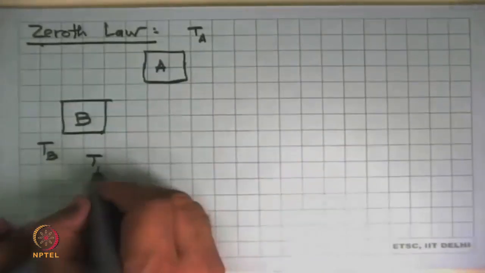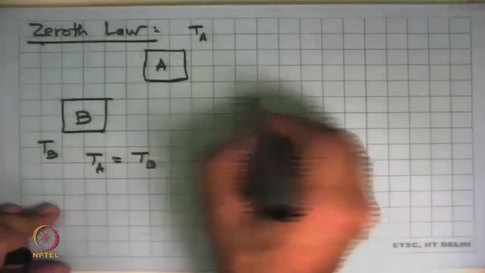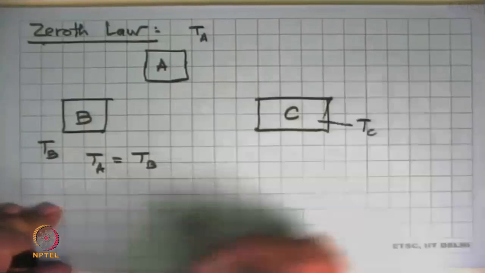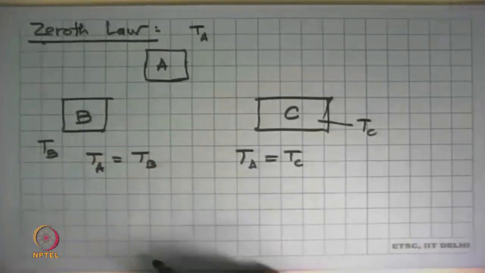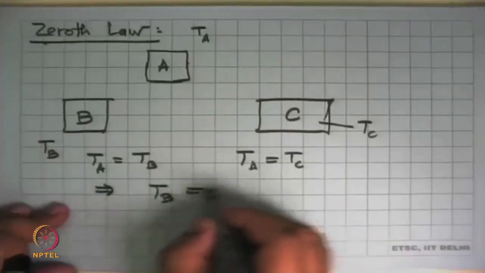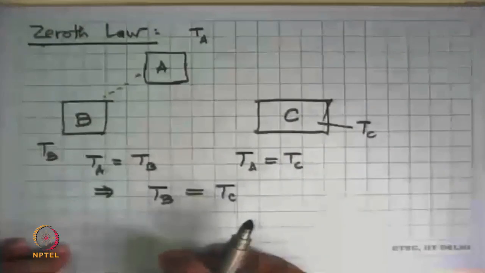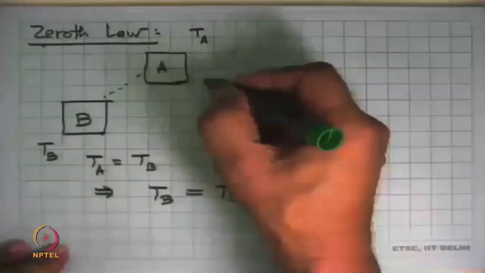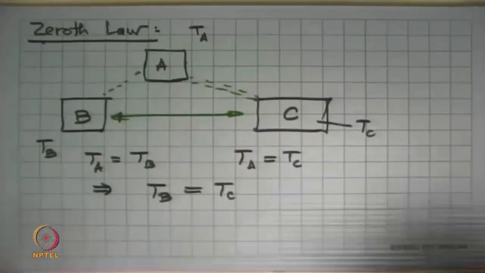So then if TA is equal to TB and there is a third body C whose temperature is TC, and if TA is equal to TC, that means the temperatures are equal, then the law says that temperature of B is equal to temperature of C. That if two bodies have the same temperature with one another and with another body separately, then these two have the same temperature. It sounds quite obvious.